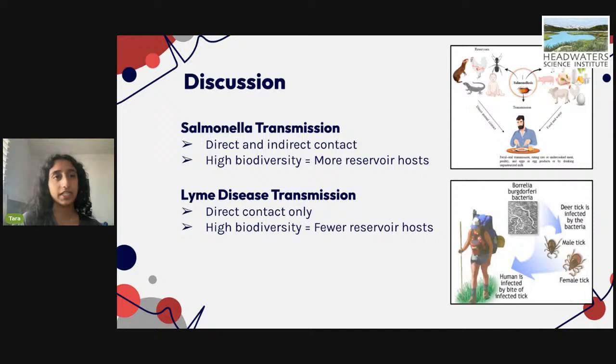But on the other hand, Lyme disease could only be spread by the bite of a black-legged tick, and the tick can only get this pathogen through small rodents. So in this case, increased biodiversity meant that there was a lower proportion of rodents to the rest of the organisms. So this reduced the number of ticks that can acquire the Lyme disease pathogen, thereby explaining why Lyme disease prevalence lowered with more biodiversity.